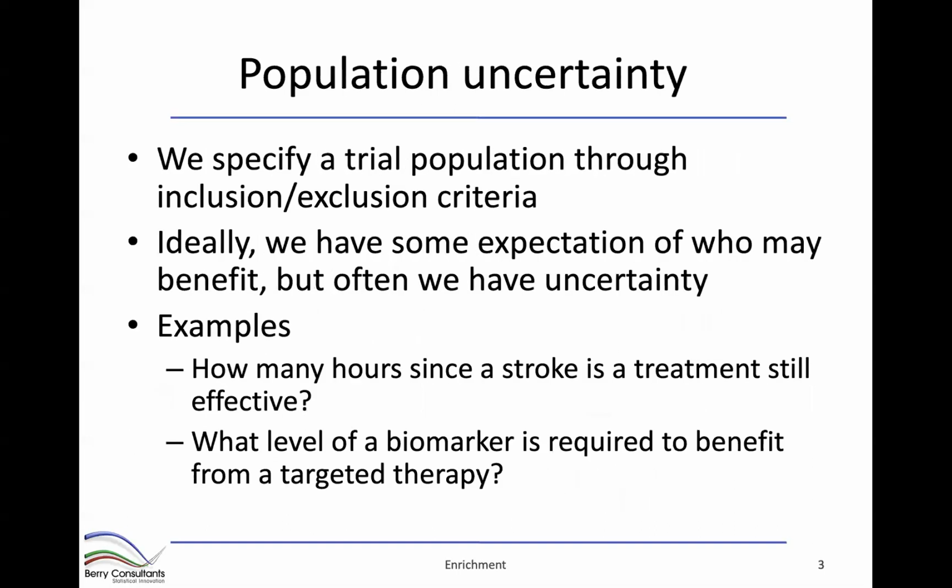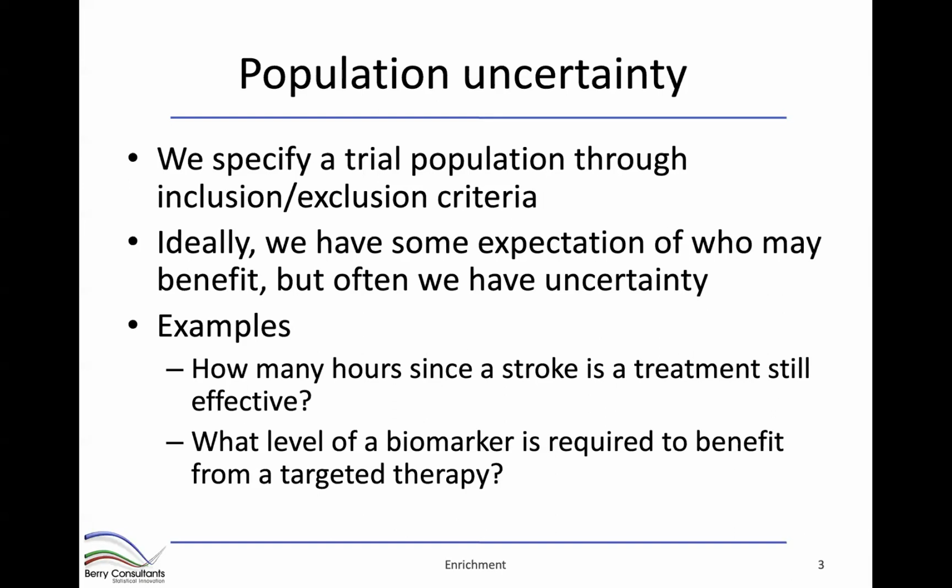So the whole purpose of why we consider enrichment is just uncertainty in the population. We usually would specify a trial population through inclusion-exclusion criteria. We want to include people which have a particular set of criteria, and then also we might exclude various people as well. And ideally, we walk into a trial with some idea on who we expect to benefit. So we can basically write these out and go, these are the people we expect to benefit. We are going to test this particular population.